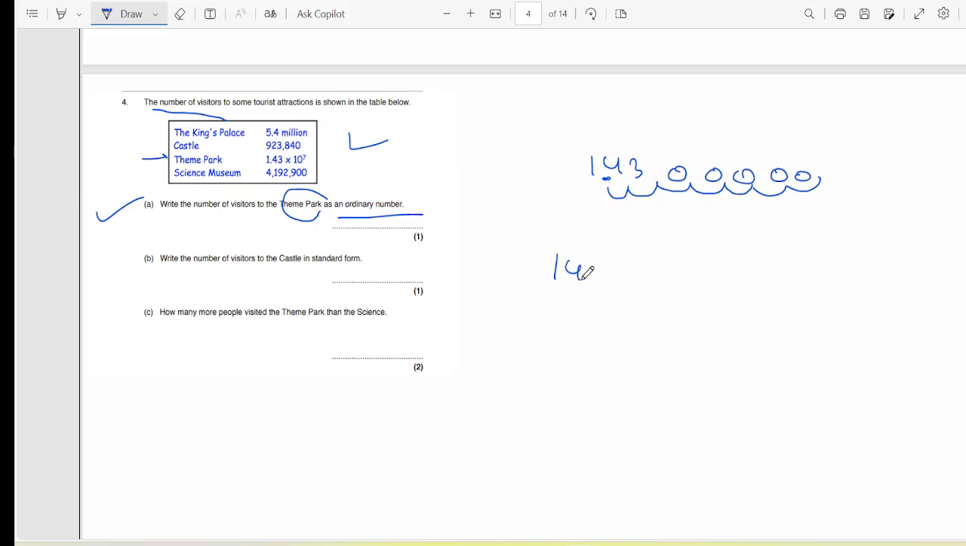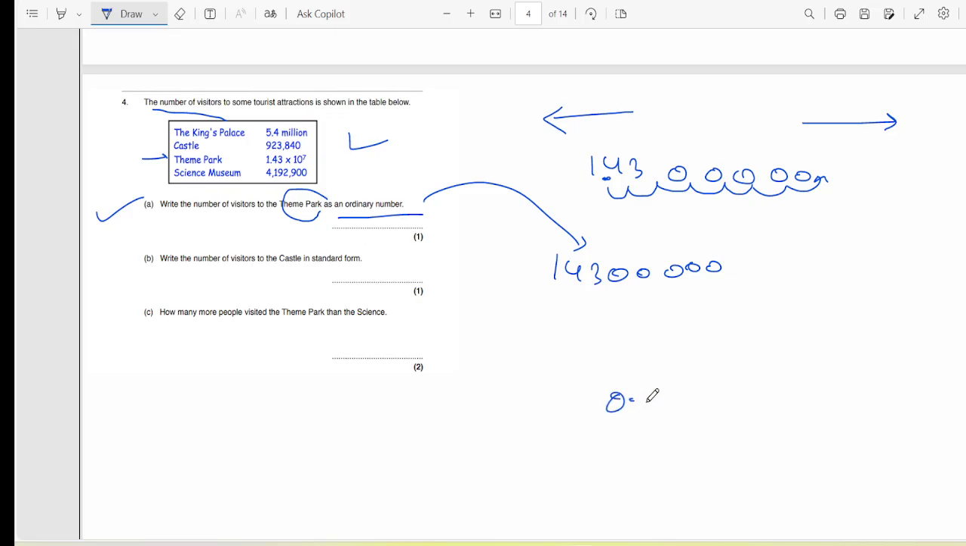So the answer would be 14,300,000. There are 5 zeros. So this is the answer, right, as an ordinary number. We move this way because the exponent is positive. If the exponent is negative, we have to move towards the left.